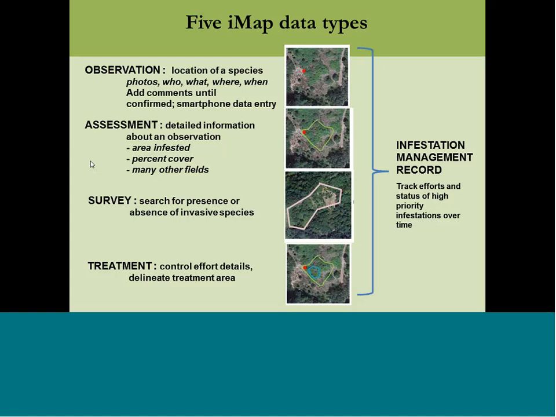When you get to the treatment phase, IMAP will note your control effort details. You can delineate your treatment area. So in that bottom picture, the green assessment polygon that we saw in the second picture has had a blue treatment polygon inserted into a part of it. So we see that only a portion of that assessed area was treated. And finally, the fifth data type is the infestation management record, which ties everything together, allows you to track your efforts and the status of high priority infestations over time.